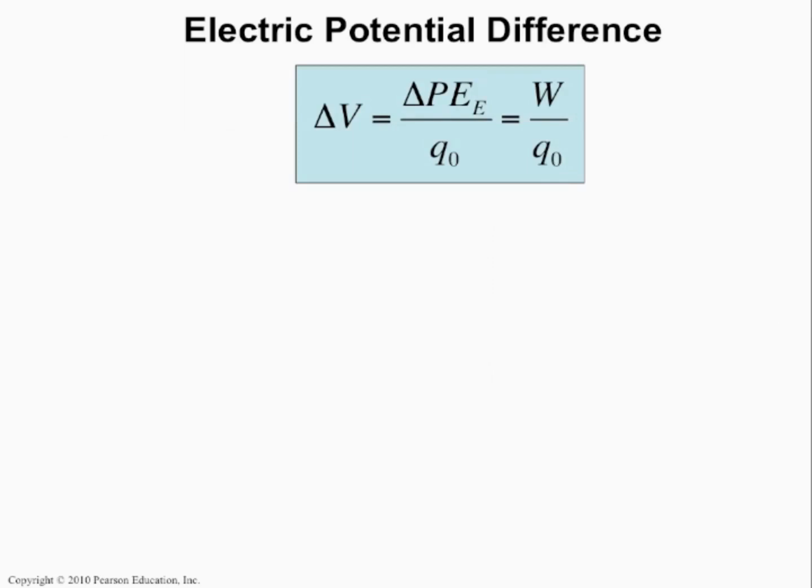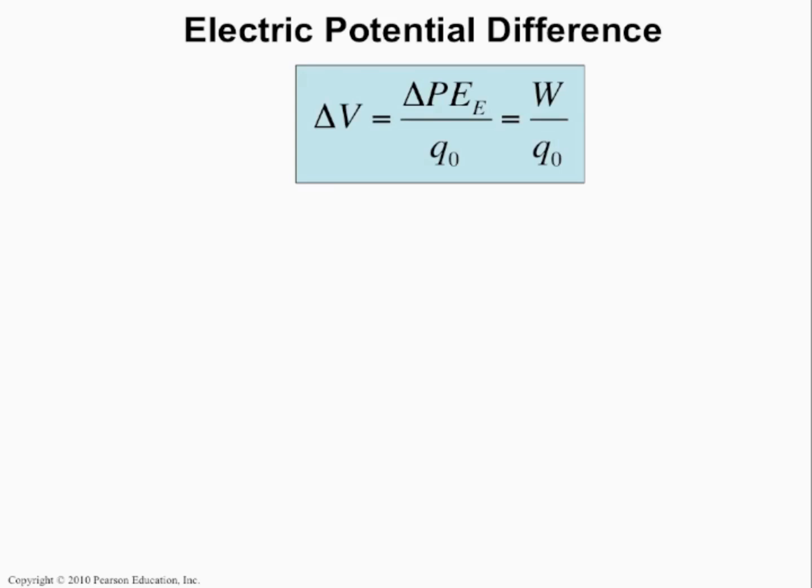Now, electric potential difference is defined as delta V equals delta PE over q0. If you look at that first part of this definition, we can clearly see how it relates to electric potential. Because if electric potential is simply V equals PE over q0, well then delta V equals delta PE over q0. It makes sense. So this is the formal equation definition of electric potential difference. And that's equivalent to work over q0.